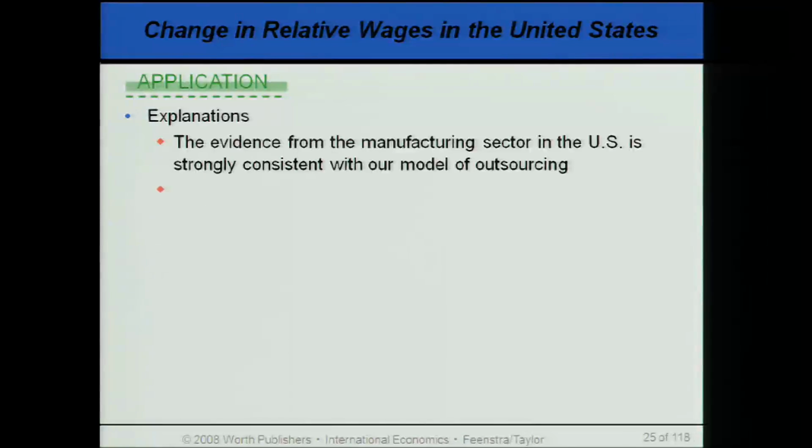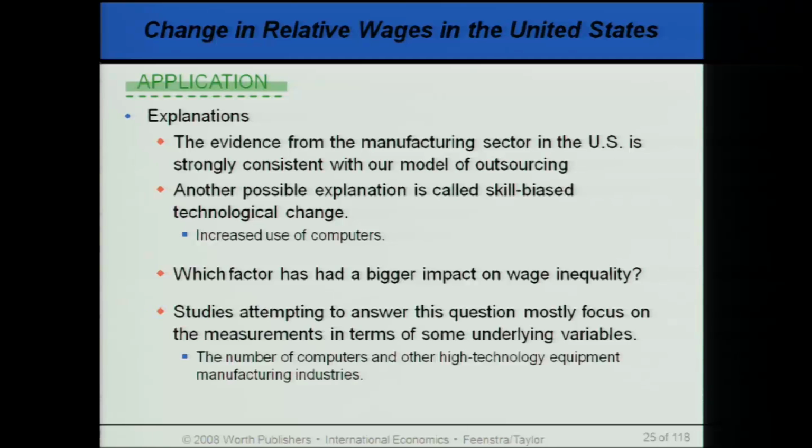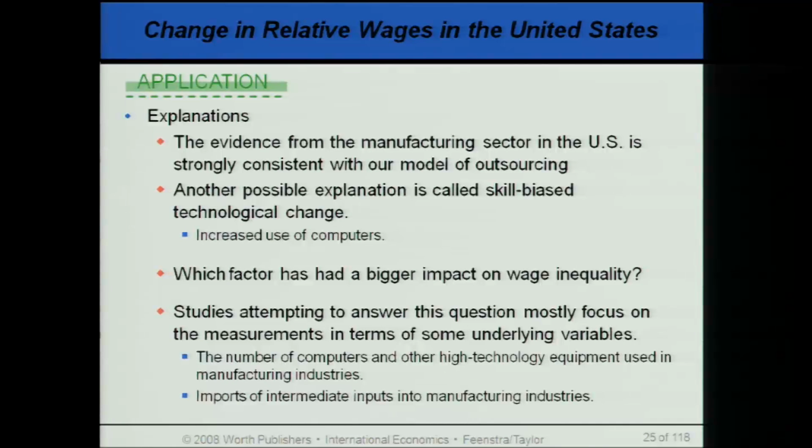Now, if you go for the explanations, the evidence from the manufacturing sector in the US is strongly consistent with the model of outsourcing. Another possible explanation, as I said, is called skill biased technological change, which means that increased use of computers leads to higher demand for skilled labor. Another interesting question is, which factor has had a bigger impact on wage inequalities? Now, we will come back to those questions.